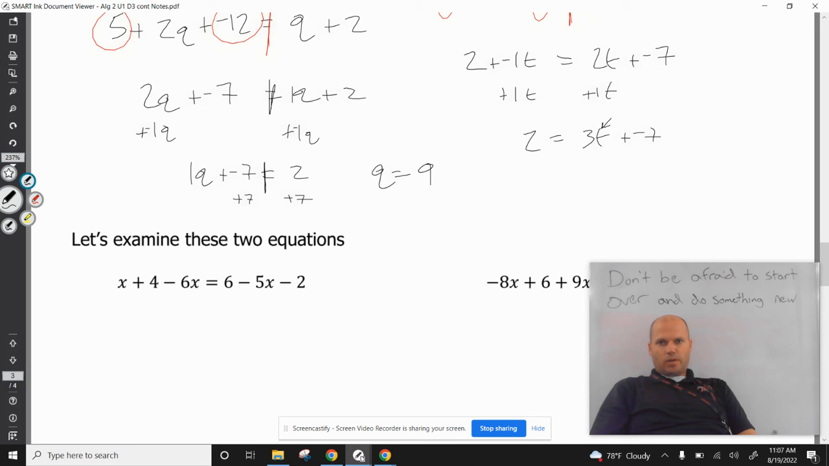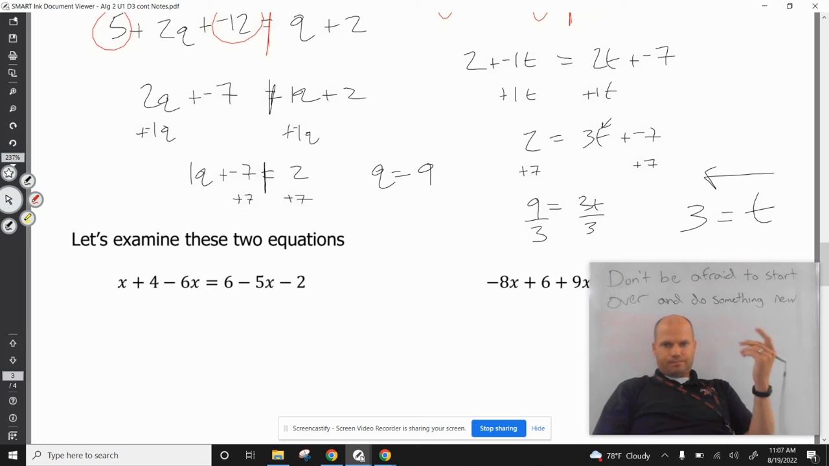Here's my variable right there. What's bothering me? 3 is being multiplied, then the 7 is going to be added, the negative 7. Undo it. Reverse order of operations. T equals 3. Read from right to left. That's fine. Cool.